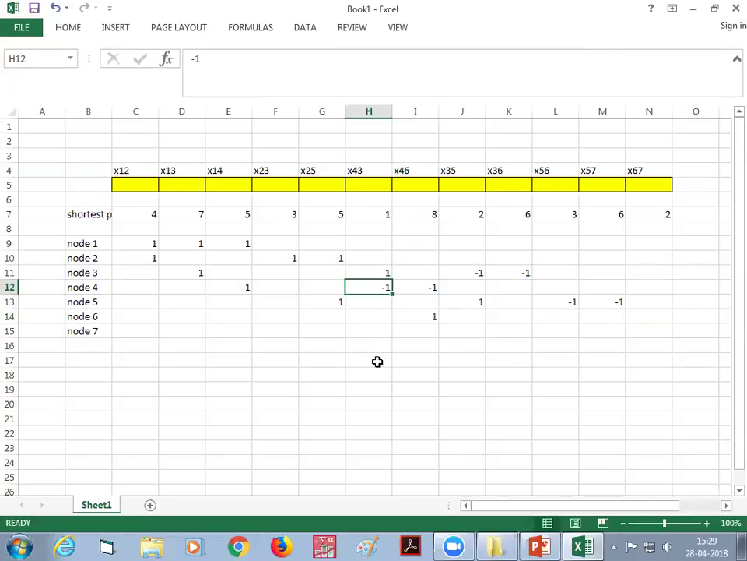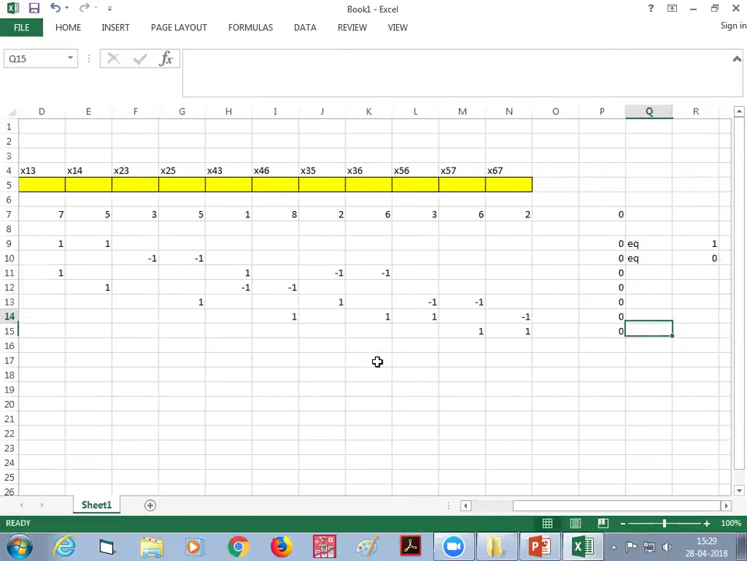At node 4, incoming is 1,4 only. Incoming at node 5 is 2,5 and 3,5, outgoing is 5,6 and 5,7. Incoming at node 6 is 4,6, 3,6, and 5,6. Outgoing is 6,7. And then at node 7, one of these two, 5,7 or 6,7, has to be equal to 1. So intermediate constraints are all 0, and the origin and destination constraints are all 1. Very simple, no?